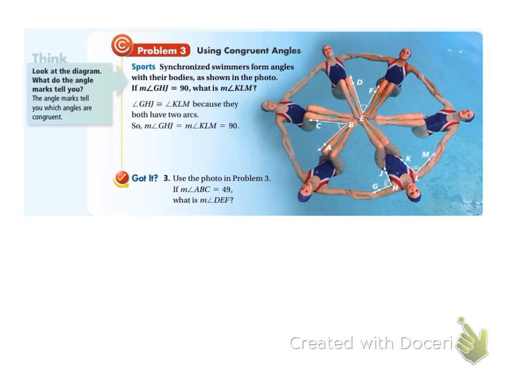So our got it problem down here. If I'm told that the measure of angle ABC is 49, what is the measure of angle DEF? Well, they both have one arc, so they must be congruent, so the measure of angle DEF must be 49.